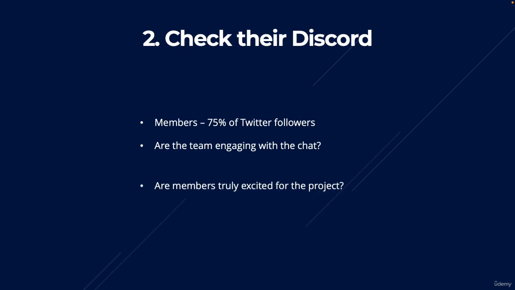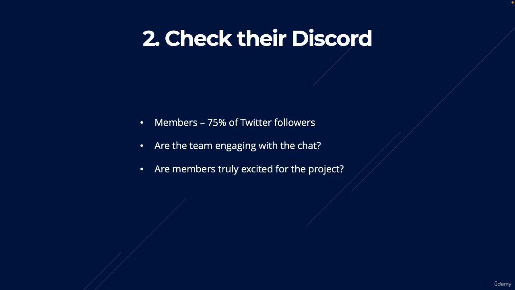Another thing to look out for in the Discord, pretty similar to Twitter, is are the members truly excited for the project? Is there hype? Is there excitement? This is another key thing to look out for. And what I would also recommend as a pro tip is you want to check the announcement channels on the date of post. This might not make much sense now, but don't worry, when I go through the real-time walkthrough, you'll see exactly what I mean.